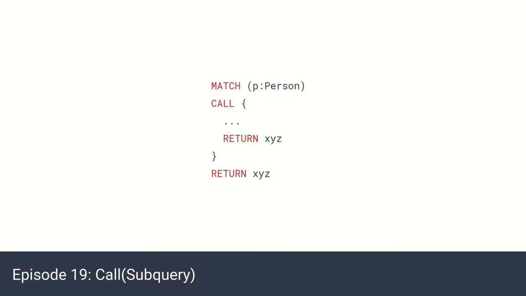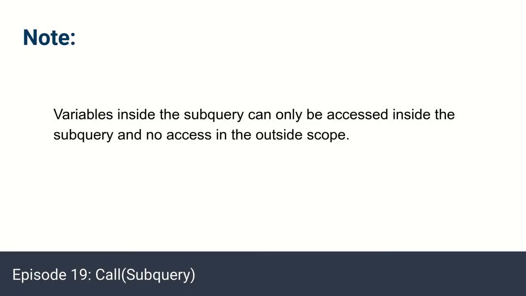So, if we have a match query like this one, every person that is matched in the database will run the subquery. We need to keep in mind that when we are dealing with a subquery, we can only access the variables inside the subquery itself, and cannot access the outer scope variables. But the return variables inside the subquery can be accessed outside the subquery scope.